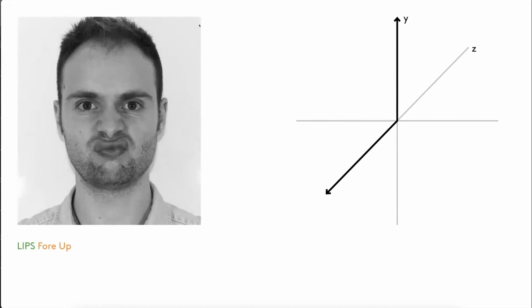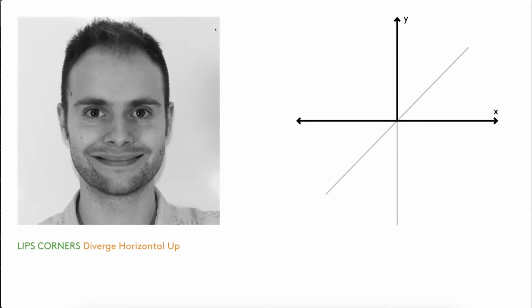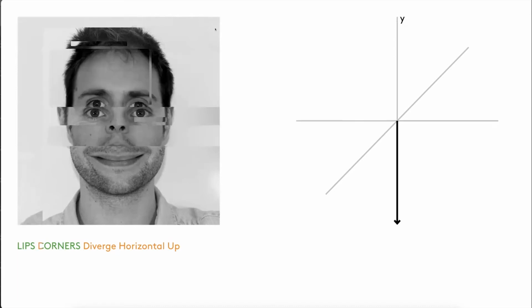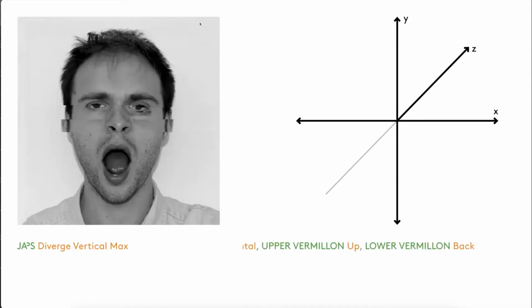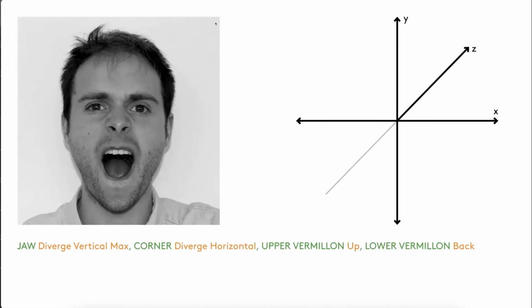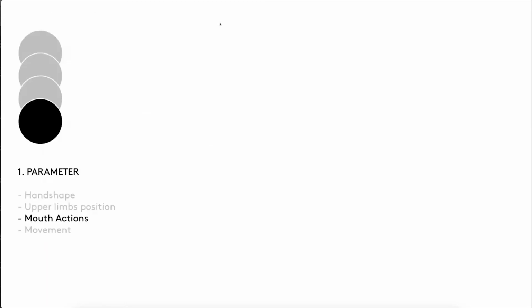Here, the lips are forward and up. Here, the corners of the lips are diverging horizontally, which creates a stretch. And they are up, which results in a smile. Here, the jaw is diverging to its maximum position. Here, the upper lip is pushed up, and the lower lip is tucked back. This is how the formula is organized.